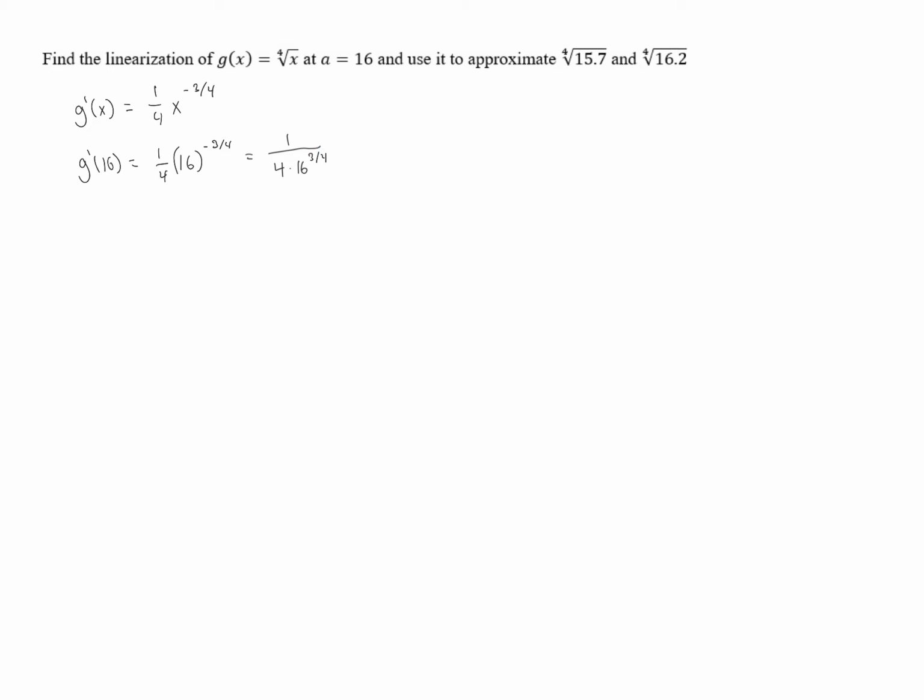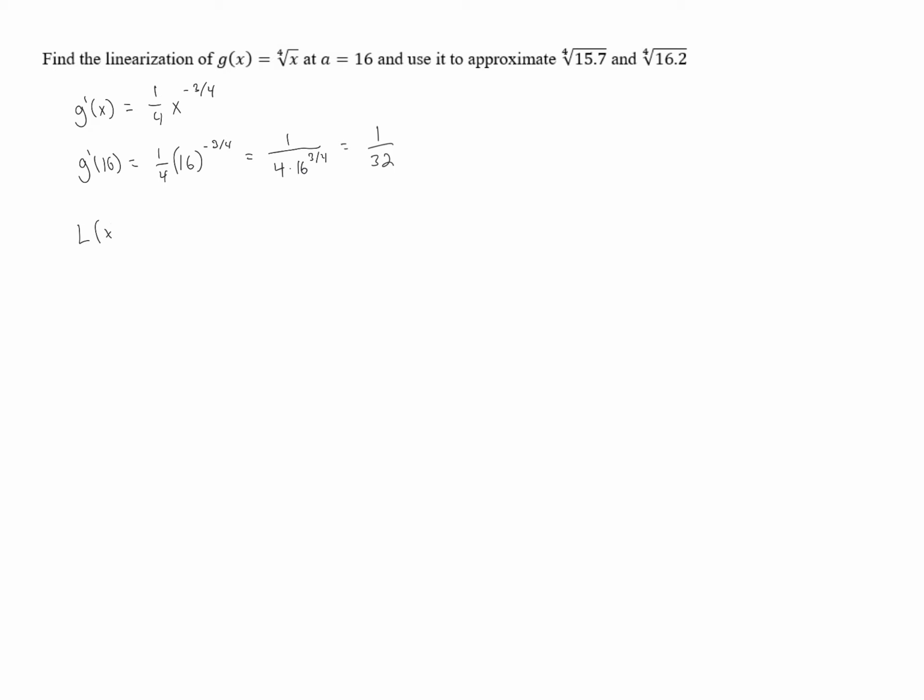16 to the 3/4 is the same as taking the fourth root of 16, which is 2, and raising it to the third power, which gives us 8. And then in that denominator, 4 times 8 is 32. So this is going to be 1/32.